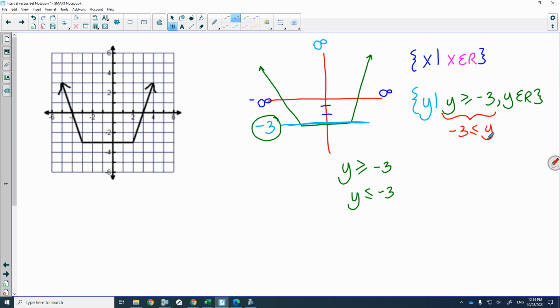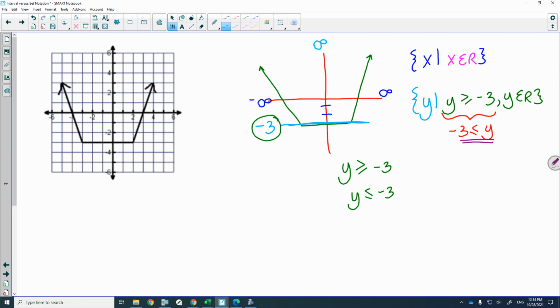When we read the domain, we read from left to right. So you always have to have either your y or your x here. Okay? So even though this is true, it wouldn't be correct in your set builder notation. Always start with your y, then your sign, then your number. This will get a lot of you on the test. Yes?